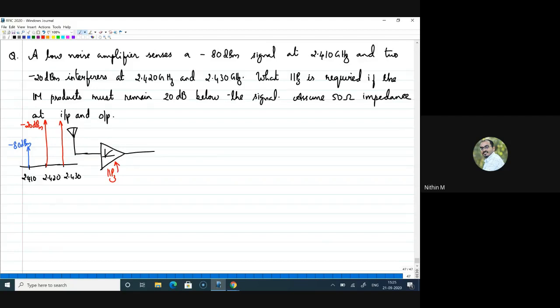It is given that the IM products must remain 20 dB below the signal. You have a signal at the output which is an amplified version of the input. We do not know its frequency, but we know that IM products from these two interferers will fall at this frequency, and that should be 20 dB below.